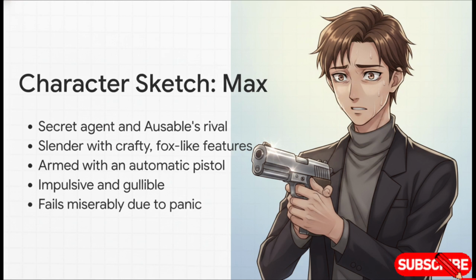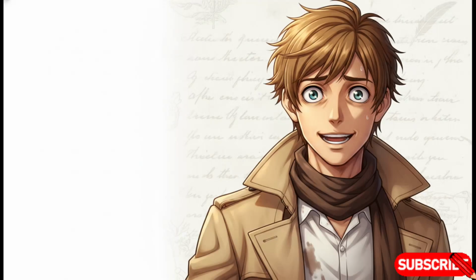He's impulsive, he cracks under pressure, and he is highly, highly gullible. He blindly believes Ausable's balcony story without even verifying it, and his total panic when he hears a simple knock on the door leads directly to his downfall. Finally, there's Fowler. Fowler is essentially our proxy. He's us, the audience in the room.